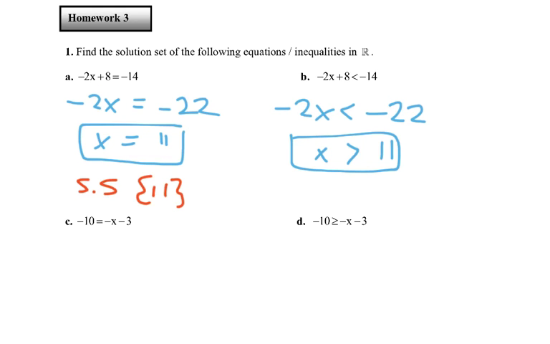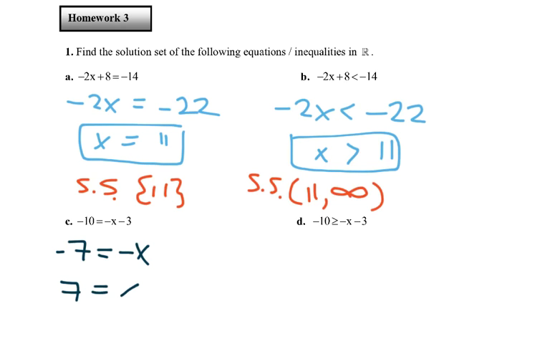And then we've got 3 choices of solution sets for B. I'm going to use interval form in this case, so I'm going to say 11 into infinity. In C then, we're going to add 3 to both sides, so minus 7 equals minus x, divide by minus 1, x equals 7.